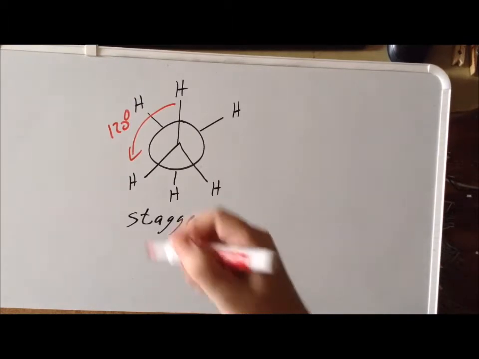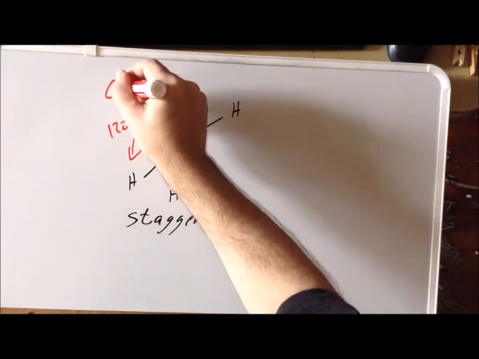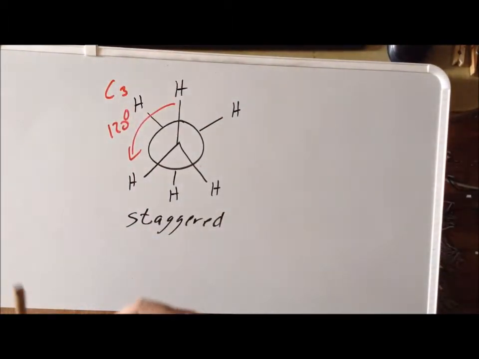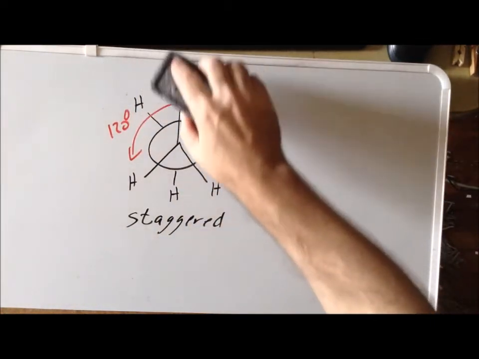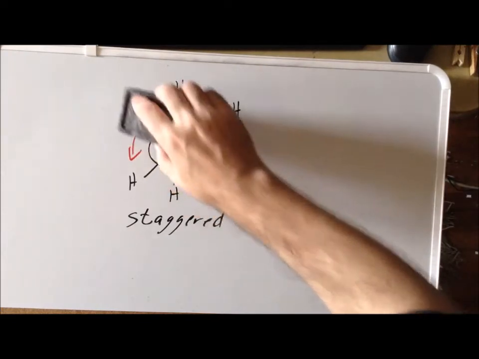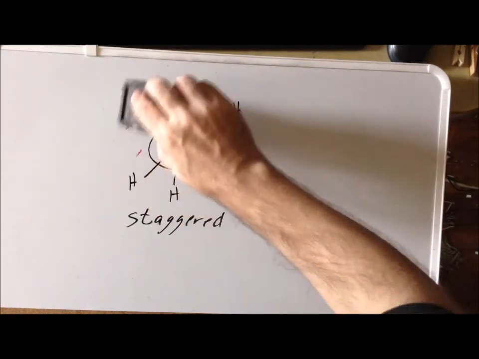This tells us that we have a C3 proper rotation axis for this molecule. Now we also have another, in fact, a higher order rotation axis for this particular molecule. So let me just erase this and we can demonstrate where this improper rotation is going to take place.